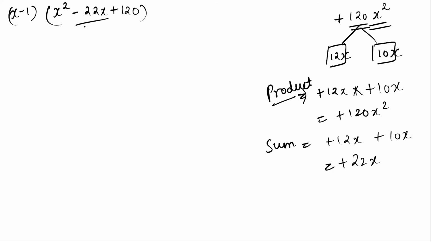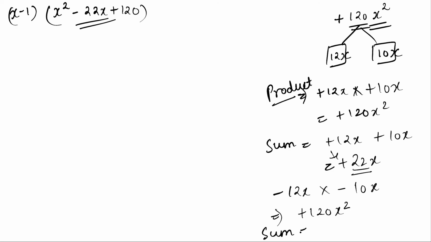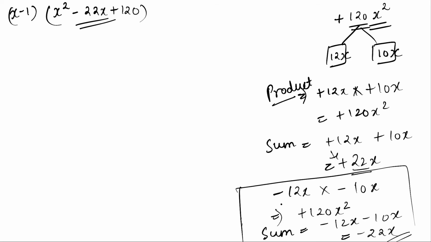But here I want minus 22x. So I am getting 22, but that is of plus sign. It means it is positive. I want it of negative. Can I make this plus 12x as minus 12x and minus 10x? In that way, I'll be getting again the product as plus 120x square, but in the sum, I'll be getting minus 12x minus 10x as minus 22x. So I will be fulfilling the two conditions by taking the two numbers as minus 12x and minus 10x.